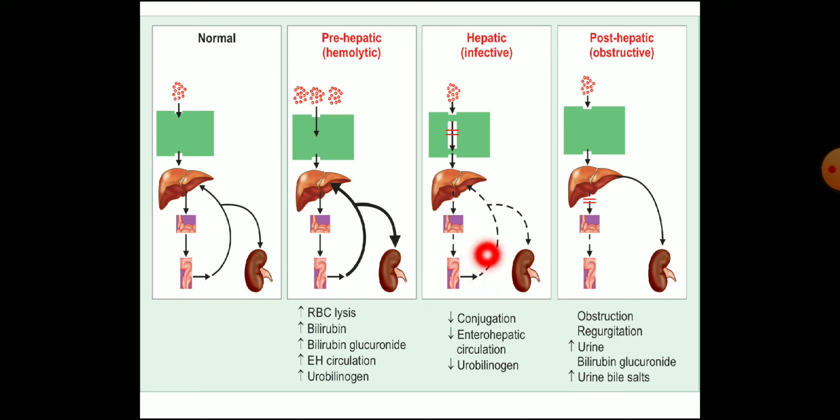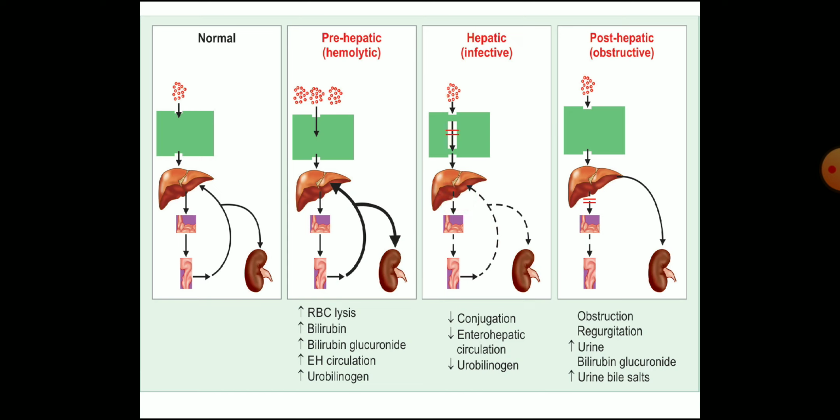So the enterohepatic circulation of the bilirubin also will be less, and so the urobilinogen quantity which is excreted through the kidney in urine also will be minimum. That is the hepatic. So here the cause is mainly in the liver.